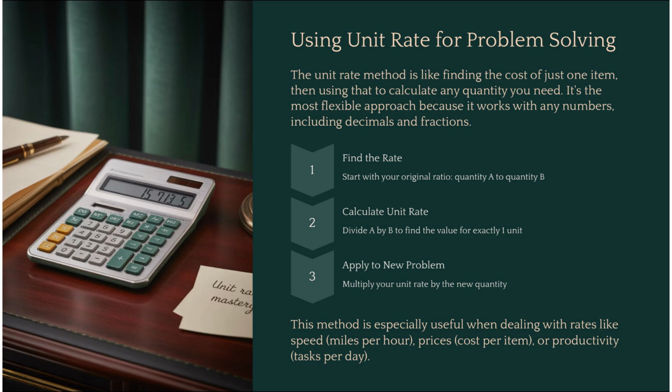While ratio tables are great for whole number scaling, the unit rate method is the best for solving any problem, especially those involving decimals or fractions. Remember, the unit rate is the value for 1. Our strategy is simple. First, use division to find that unit rate, A divided by B. Second, use that unit rate as a multiplier to find the total amount for any new quantity you are given. This is the most flexible tool in your ratio toolbox.